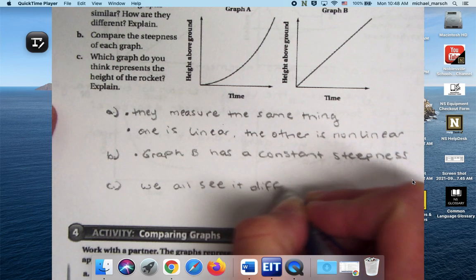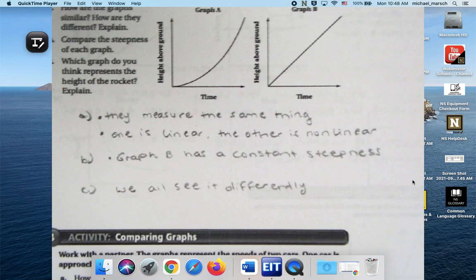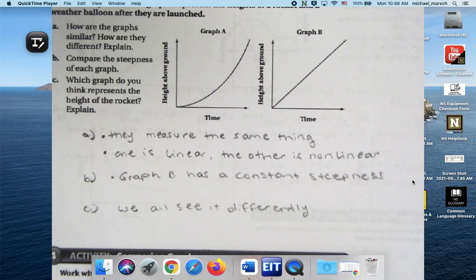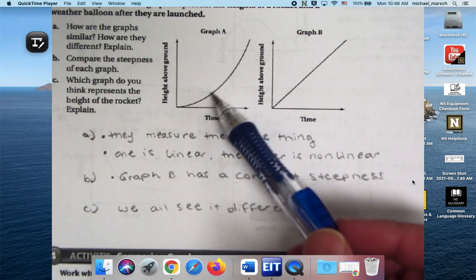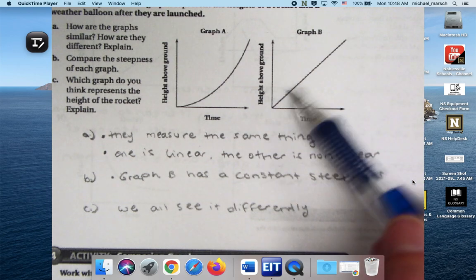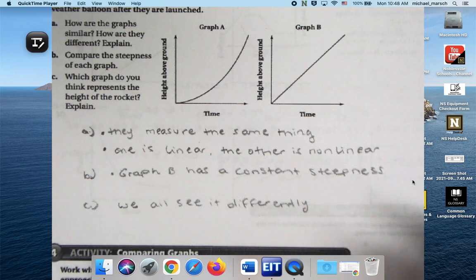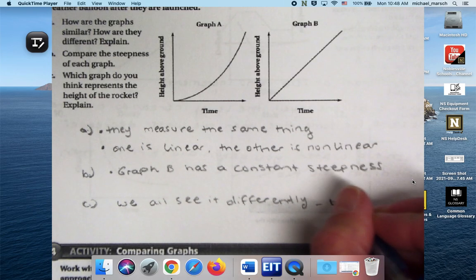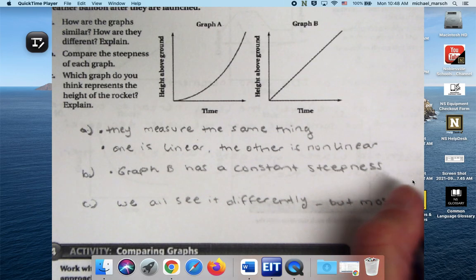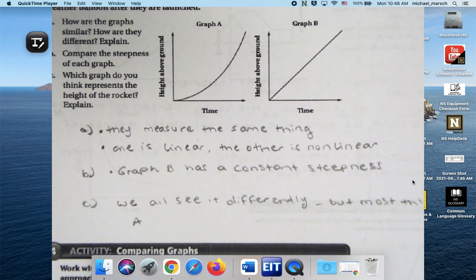And I have asked Miss Pattison this in the past, like which one she thinks it would be. I don't remember what she said. I feel like she said this one would be the rocket for some reason. I mean, obviously for what you guys said too, but that this would just... Bill Nye the Science Guy said that too. Bill Nye did? Yeah. Oh, I love Bill Nye. But most think A. Okay.